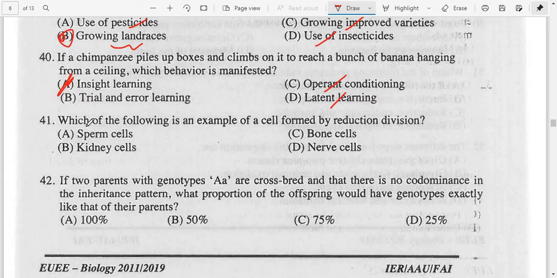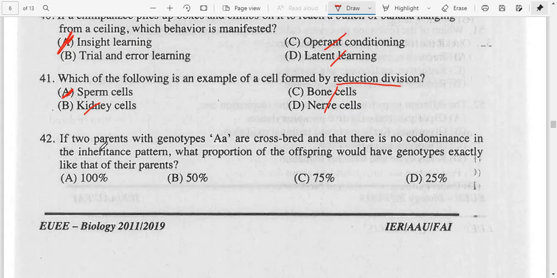Okay, let's continue. Which of the following is an example of a cell formed by reduction division? Reduction division mostly happens in germ cells or sex cells. So kidney cell is not. There is no reduction division in somatic cells. Bone cell and nerve cell are not either. So this is our answer.